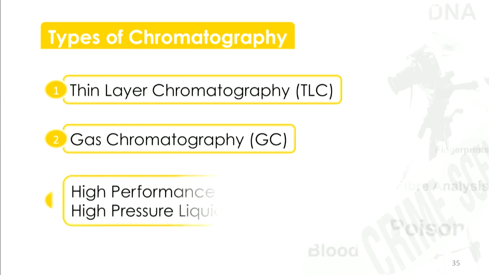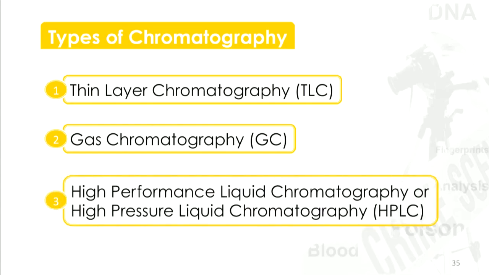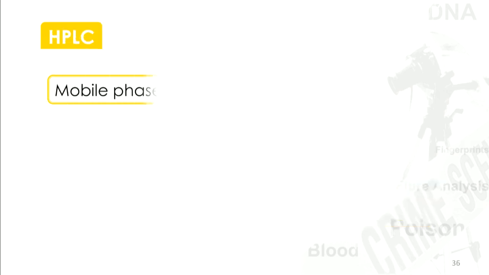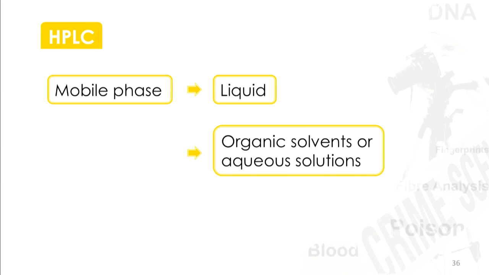The other chromatographic technique that is very important for forensic science is HPLC. The initials HPLC stand for High Performance Liquid Chromatography. They also stand for High Pressure Liquid Chromatography. Now, HPLC is similar to GC, but as the name implies, the mobile phase is a liquid, not a gas. And the mobile phases used are organic solvents or sometimes aqueous solutions, depending on what you're trying to analyze.